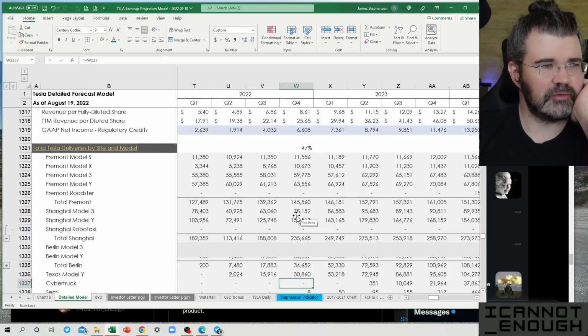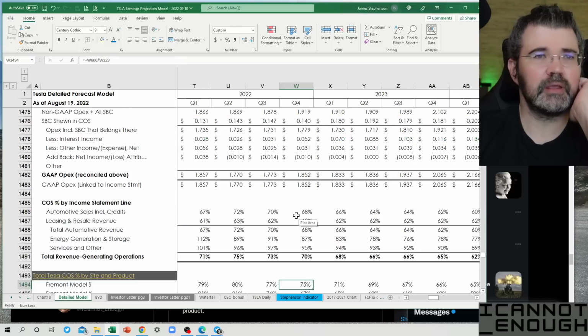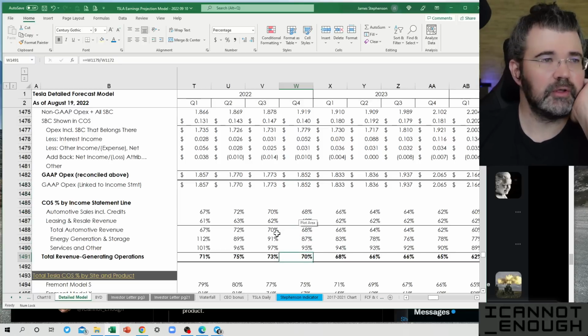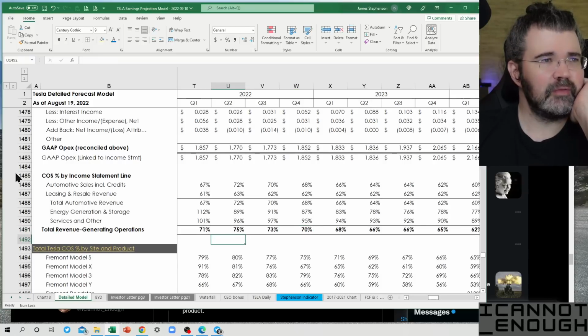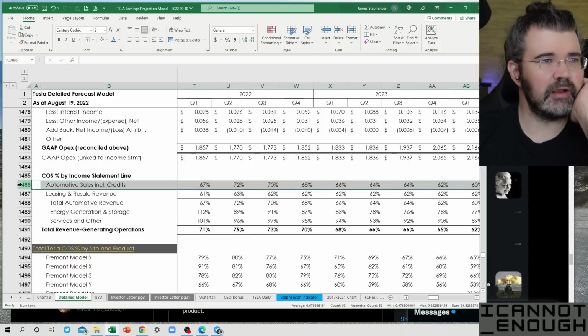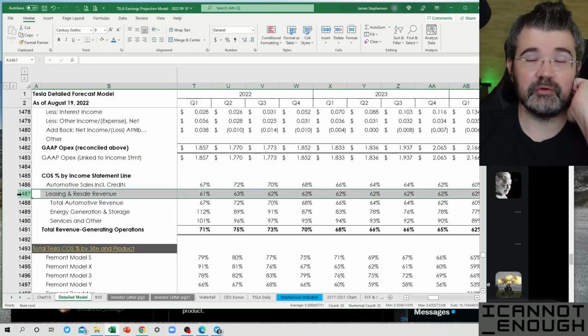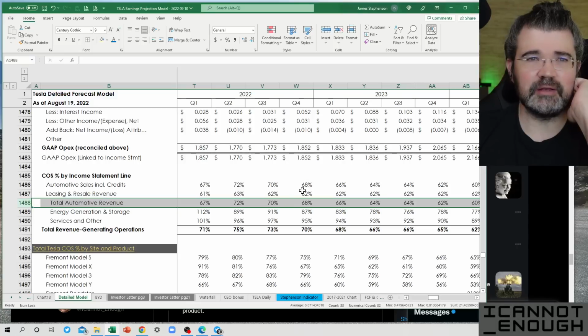So I'll run right back down to row 14, whatever this was. Okay, so we made it to here, 1483. There's a few more lines here that are hidden before we get to the next section that was actually tweeted out in my thread. And this is cost of sales percentage by income statement line item. So we've got automotive sales, including credits here. We've got leasing and resale revenue, cost of sales percentage. And the weighted average of these is what gives us total automotive revenue.